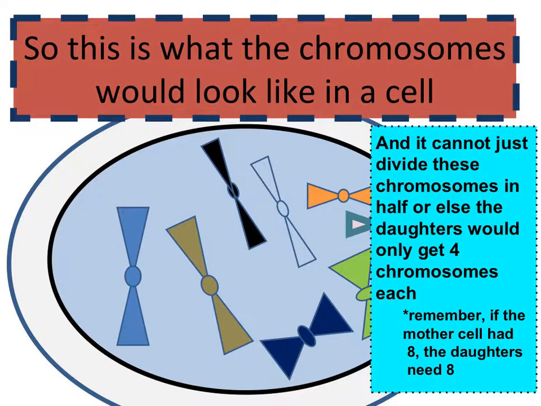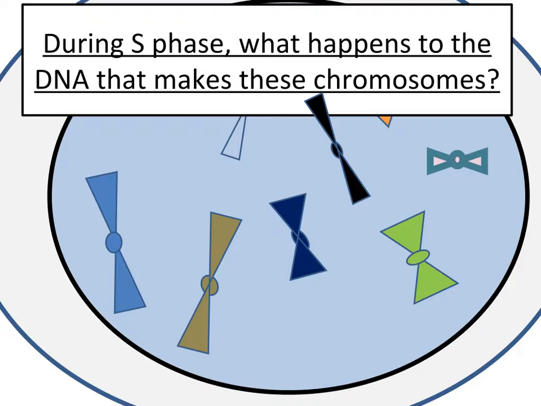But if you think about it, remember, the mother cells have to be the same as the daughter cells, or vice versa. So if there's 8 chromosomes, remember, this is asexual reproduction we're doing here. That's the cell division, asexual. So it has to be the exact same, mothers and daughters. So if it's 8 chromosomes here, then the daughters also have to have 8. So what are we going to do here? We can't just split the chromosomes up. Well, that was what S phase was all about, if you remember. So what happens to the DNA during S phase? So the DNA that makes up these chromosomes, what happens to it during S phase?